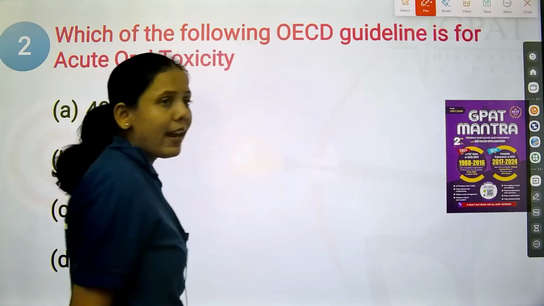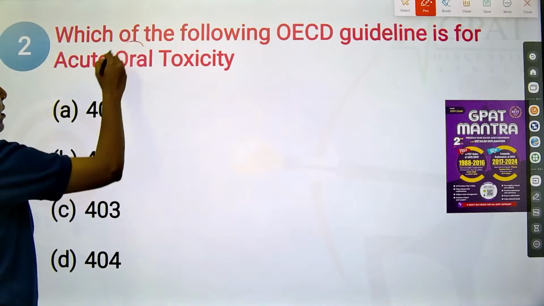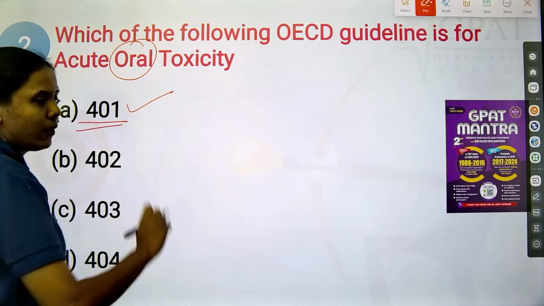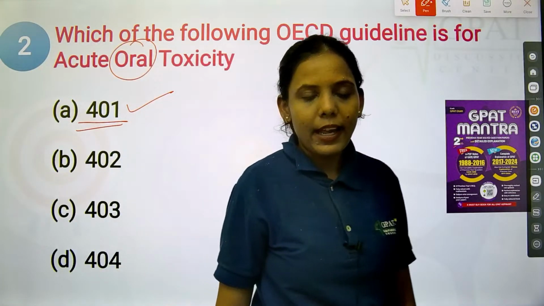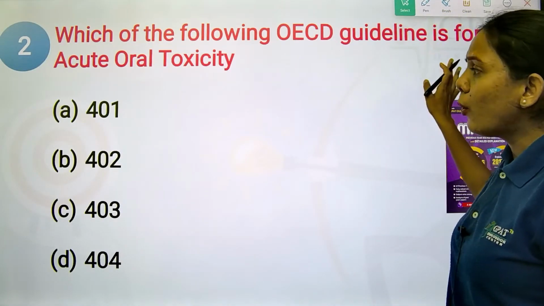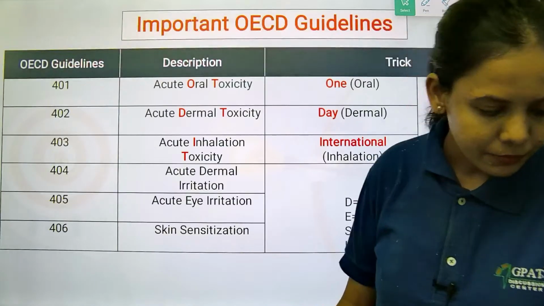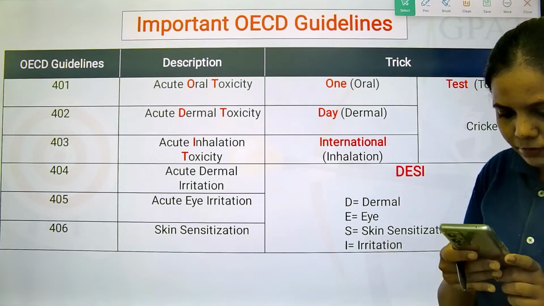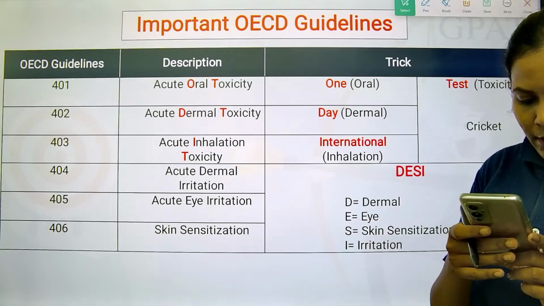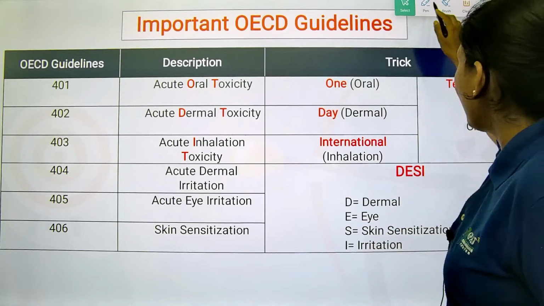So now what they are asking: acute oral toxicity. Oral means what? First one, that is option 1, 401, okay? So it is very easy to remember. I'll give you for 404, 5 and 6 also. So I hope you have understood this trick. Okay, very good. A option is the right answer.